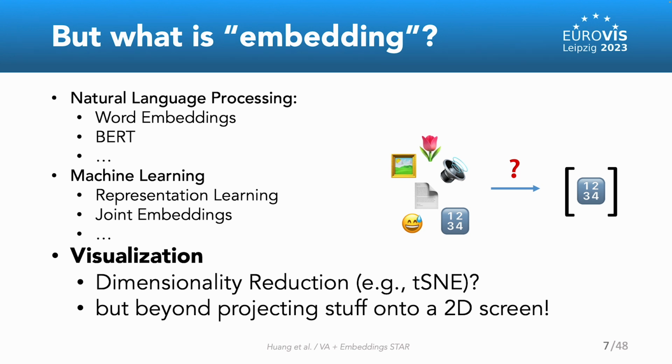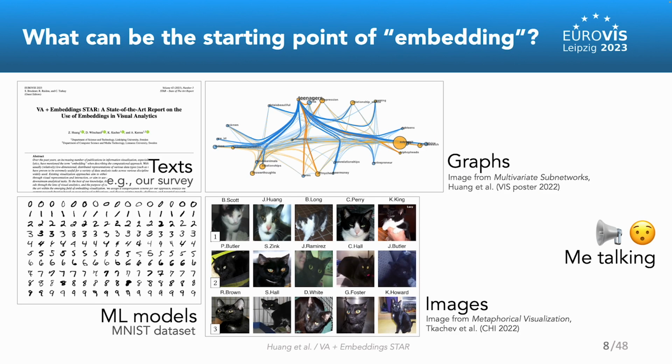However, within the visual analytics context, as we examined in this survey, embeddings are actually used beyond simply projecting some high-dimensional data onto a 2D screen. Here are some examples of things that can be associated with embeddings. For example, representing text like our survey article in word embeddings, or embedding graphs into numerical vectors using random walks, transforming those machine learning datasets into features representing your cat images, or embedding the audio of me talking right now.